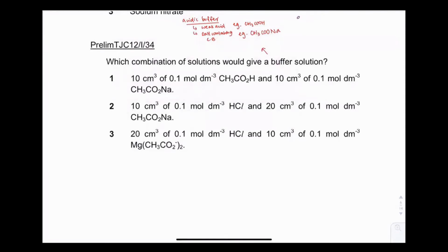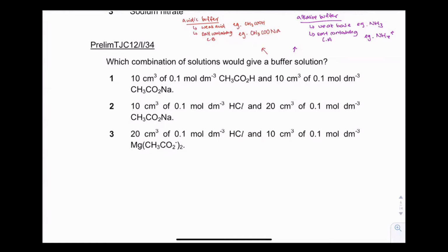Another type will be the alkali buffer. So alkali buffer is the opposite. It has to consist of a weak base, for example, ammonia, and a salt containing the conjugate acid of the weak base. So that would be NH4+. So over here, I'll have to check whether each of the options contains the components required for the buffer or not. So let's look at number 1.